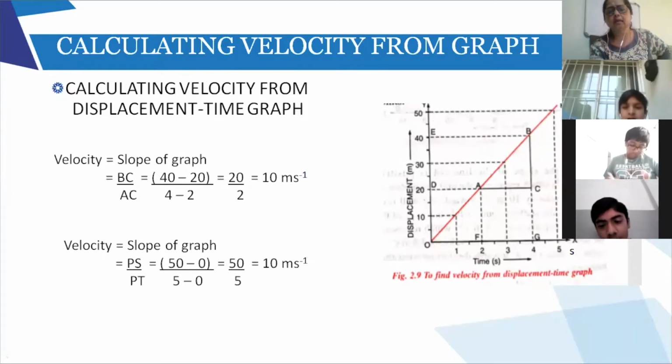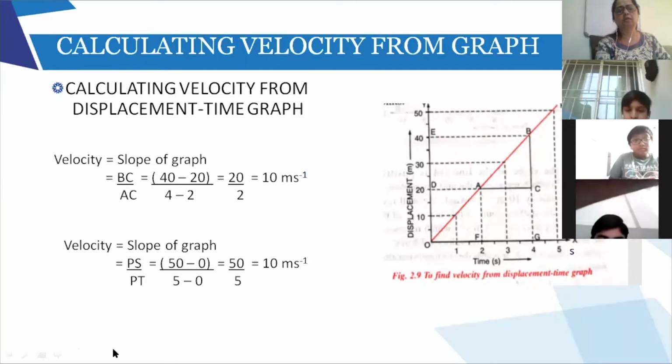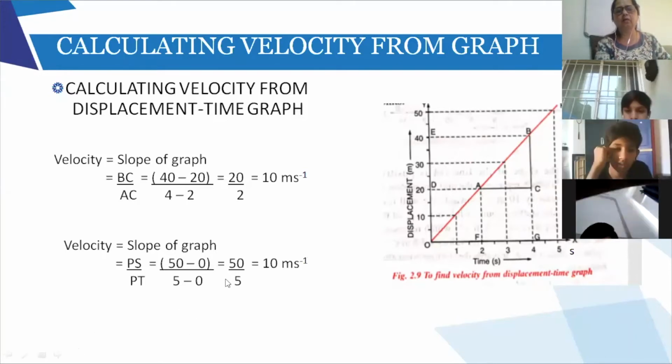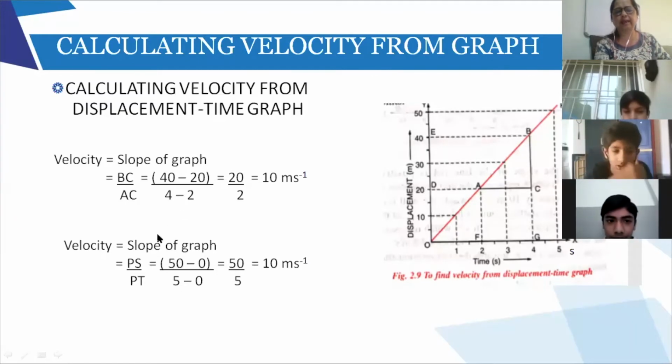Ma'am, but how will we get the same answer? If we take 20 and 40, then it's different. No. You will still get the same answer, Toshit. Because down also it will change, no? If this is changing, then the down part also changes. So the answer will be the same. From wherever you take, the answer is going to be the same.